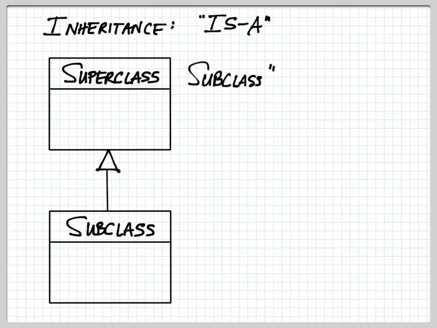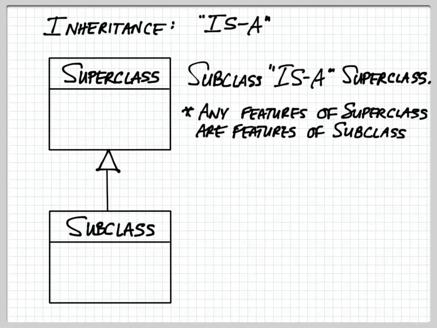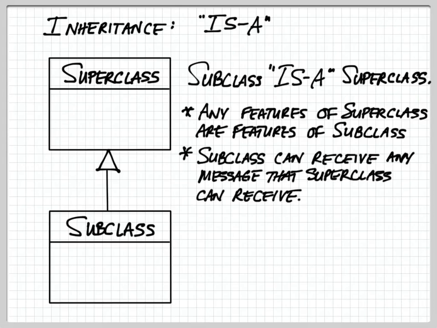So in this case, we say that the subclass is a superclass. And by is-a, that's what we mean semantically, that these are the following characteristics of a subclass. Any features of a superclass are features of the subclass. The subclass can receive any message that the superclass can receive.